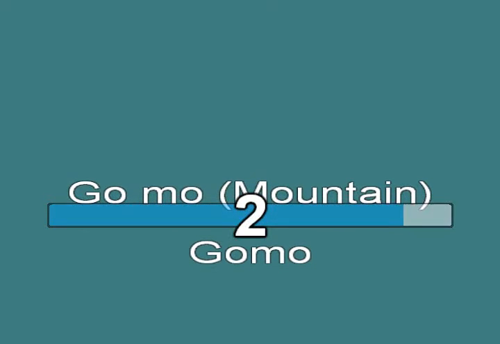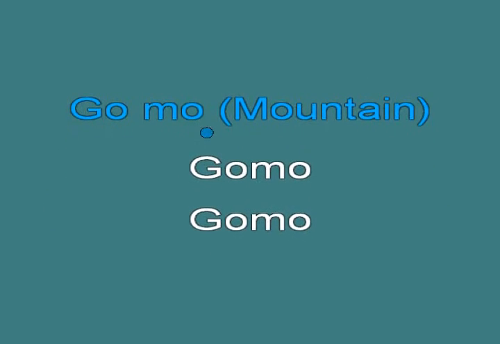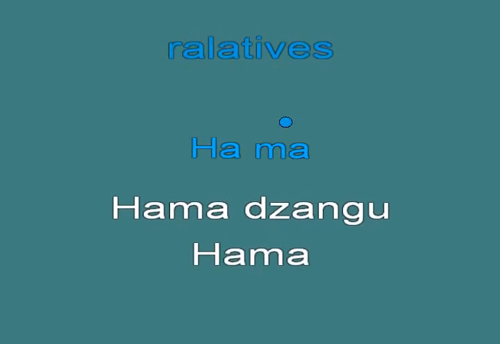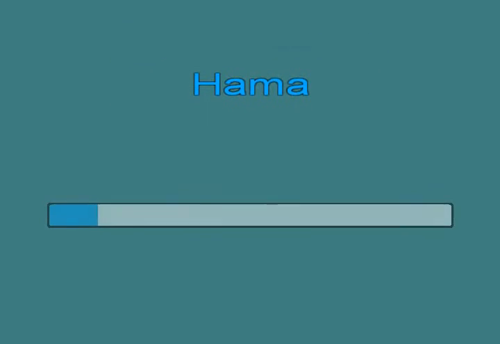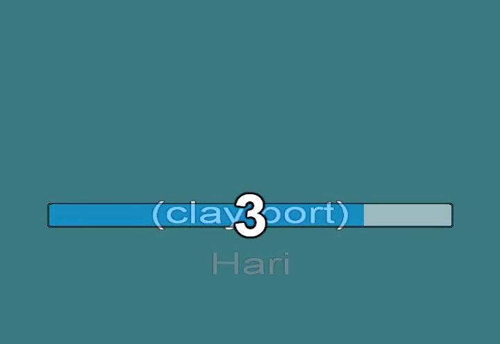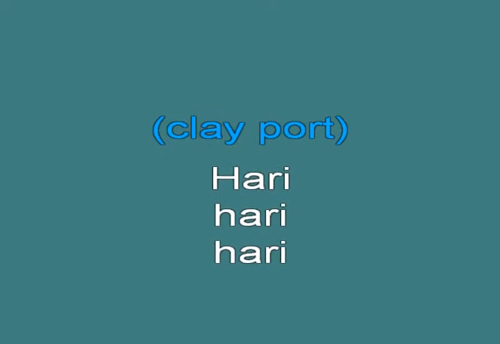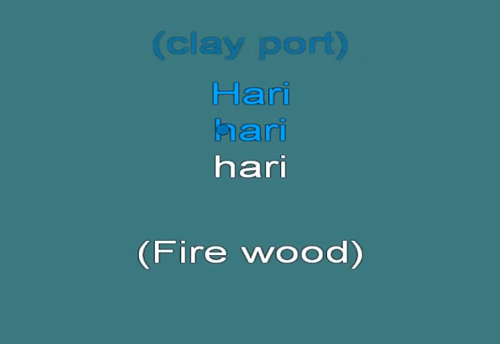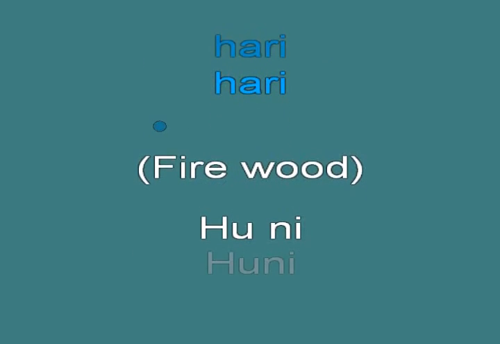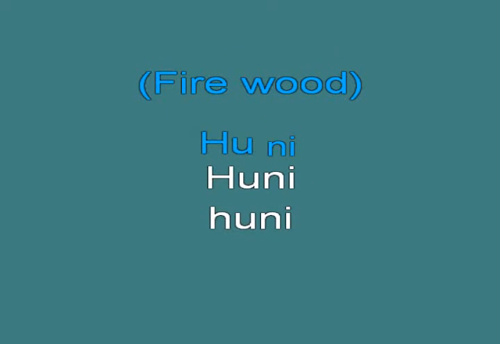Moving on to a mountain. How do you say it? Gomo. That's a gomo. A mountain. And then you have your relatives. Relatives are hama, my relatives, hama dzangu. Hama, that's the word we want, for relatives. And then in the rural areas, you find a claypot, which is hari. Then we have firewood, which is huni, for firewood.